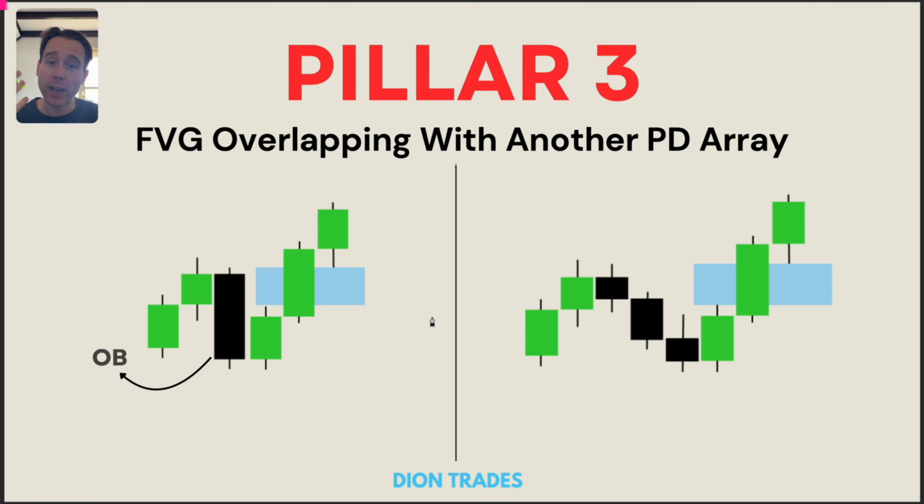So for example, what I like to use, my favorite combination, is combining an order block with a fair value gap. You can also combine a fair value gap with a breaker. It's called the unicorn model. You can mix and match. And let's look at an example of why this is so important.